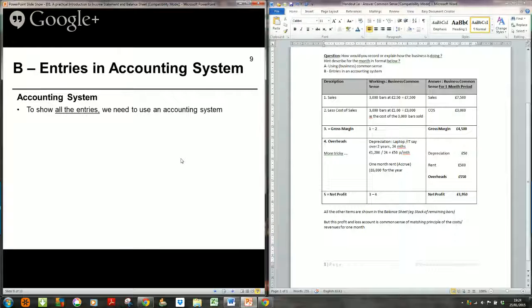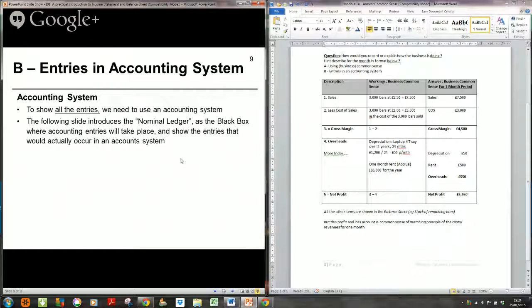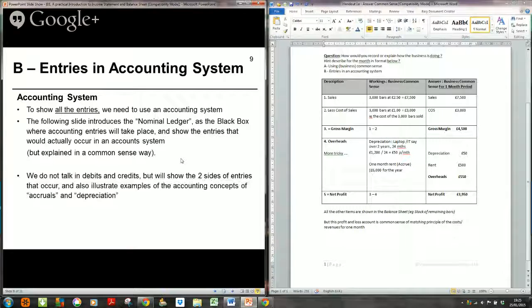So we're going to show you here the entries that we would make in an accounting system, all the entries. We're going to introduce the nominal ledger as the accounting system, and this is where the entries take place. And this is also going to show the actual entries that would happen, but hopefully explained in a common sense way. So we're not going to talk debits and credits, but we do have these two sides of entries. And again, this is just purely to illustrate the concept. Will include the accruals and the depreciation. You're not expected to know how to make double entry. You're just expected to understand the concept, and hopefully by seeing the concept in practice, it will help you interpret the results and understand the results.